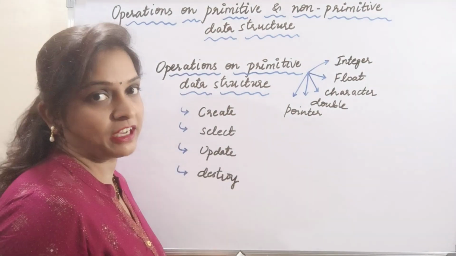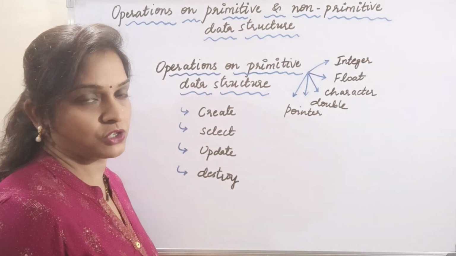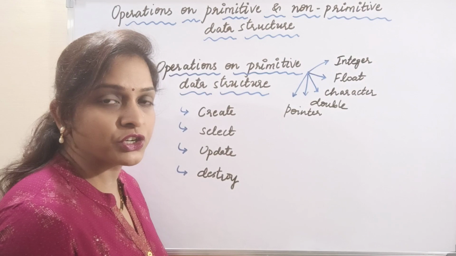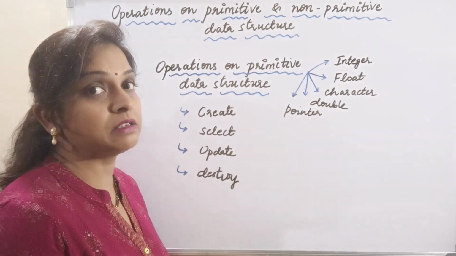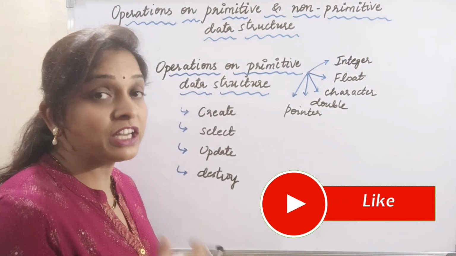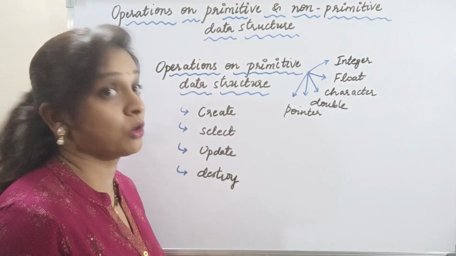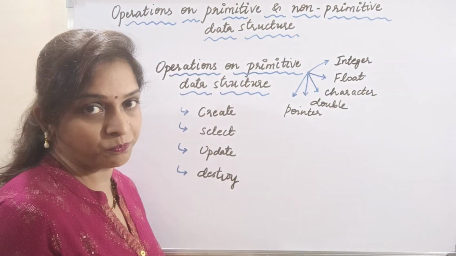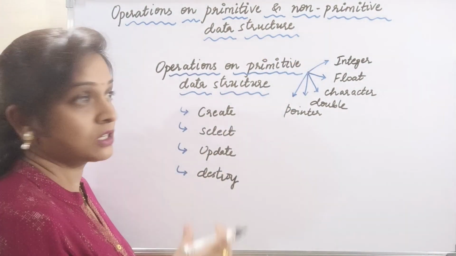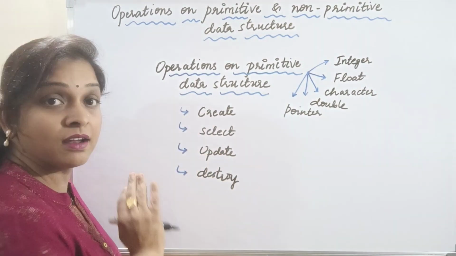Operations on primitive data structure. So, I have discussed what is primitive. Primitive means the fundamental data structure. So, we know the integer, float, character, double, and pointer. All these data structures operate upon the machine instruction directly. So, the storage capacity of all these data types is well known to the compiler. We need not explain once again how much memory has to be allocated and what type of data it has to store. So the operations that we can perform on these kinds of data structure are create, select, update and destroy.